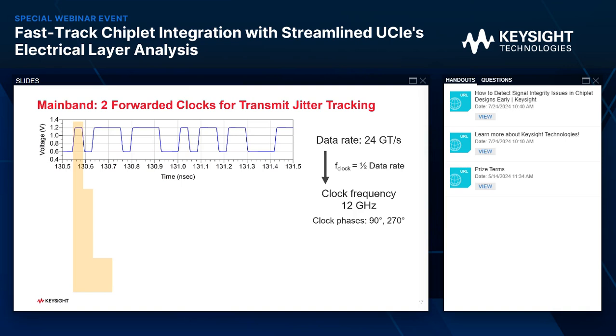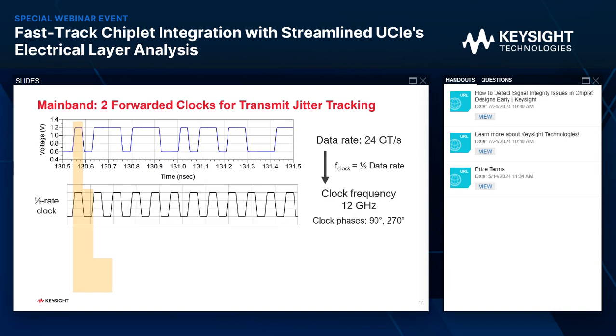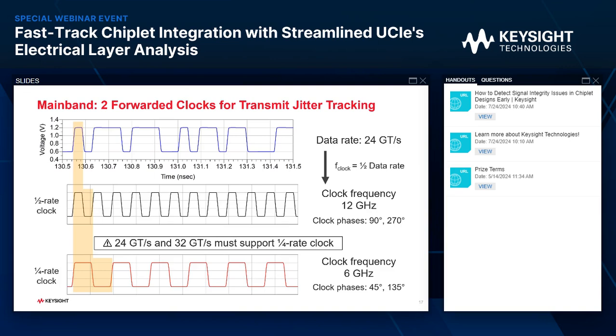In UCIe, we have two phases for the 12 gigahertz. It's a half rate, 90 degrees and 270 degrees. And here is a plot of the half rate clock. Now for higher data rates, like the 24 gigatransfer per second, 32 gigatransfer per second, they must support the quarter rate clock. Shown here is the quarter rate clock at 6 gigahertz.